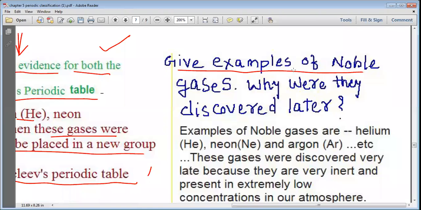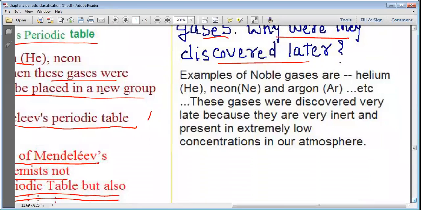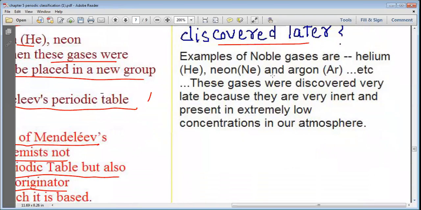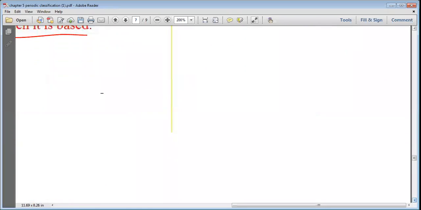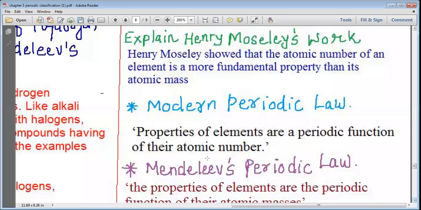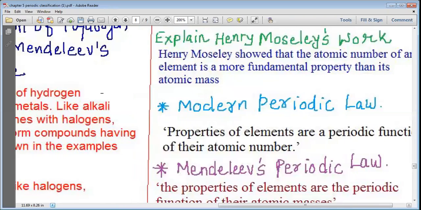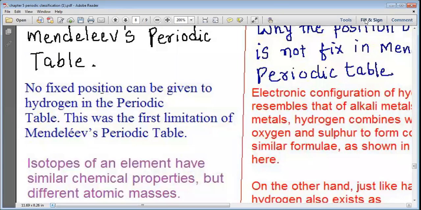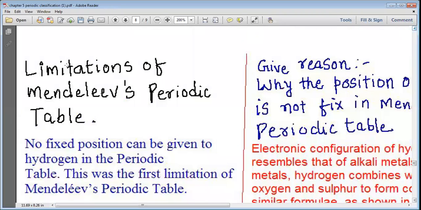Now we have the next question. Give examples of noble gases and why they were discovered later. The answer is very simple, my dear students: helium, neon, argon, etc. are examples of noble gases, and these gases were discovered very late because they are very inert and present in extremely low concentration in our atmosphere. That is why they were discovered later.